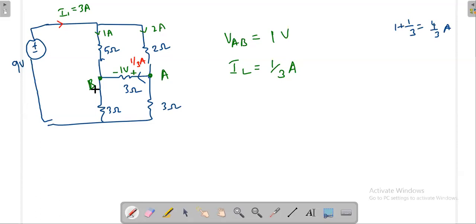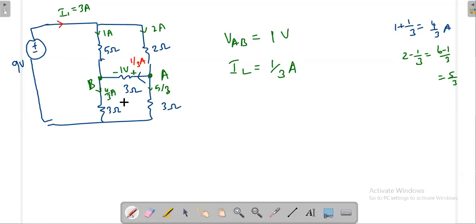Again, 2 ampere is coming here, 1 by 3 ampere is going here. So what could be the value? 2 minus 1 by 3, that is 6 minus 1 by 3, 5 by 3 ampere. Once again, I will cross check this: I2 minus I4. Yes, it's correct. 4 by 3, and this one is 5 by 3.